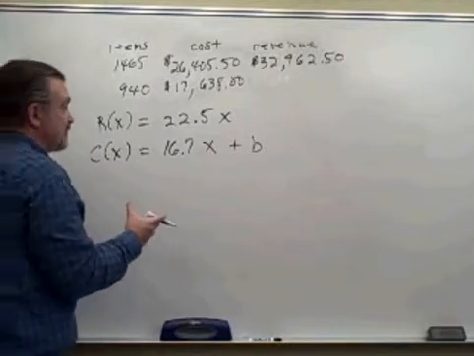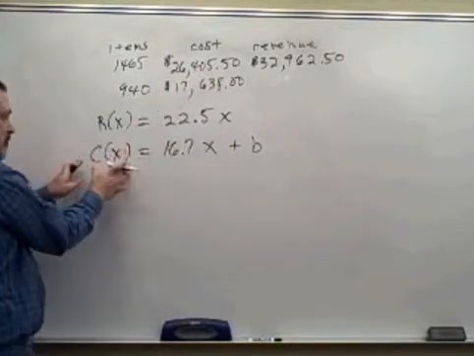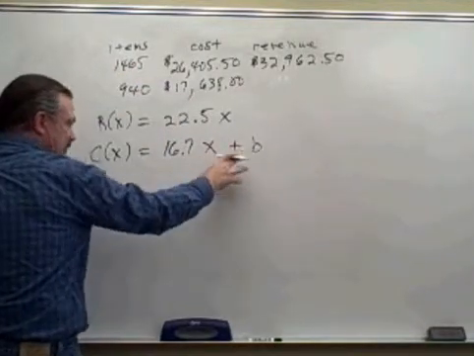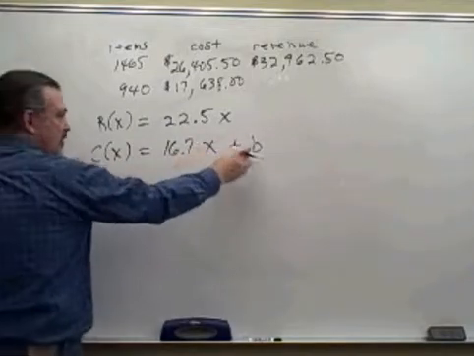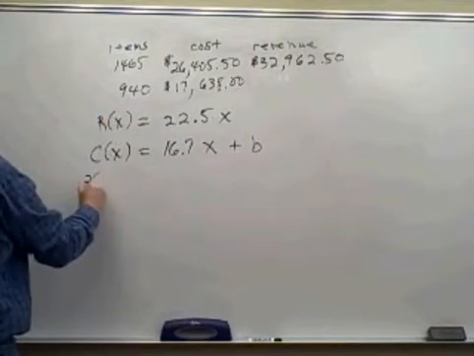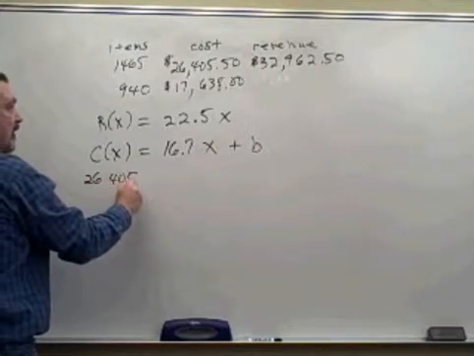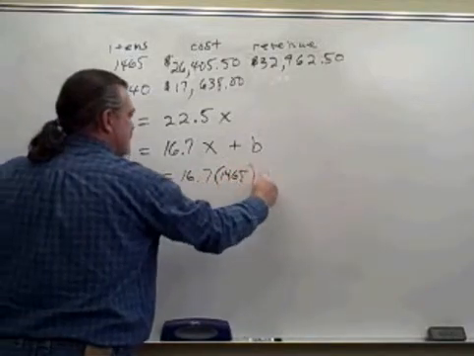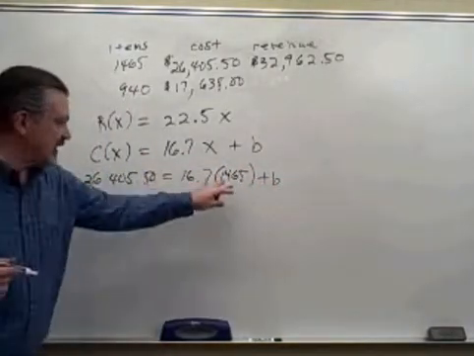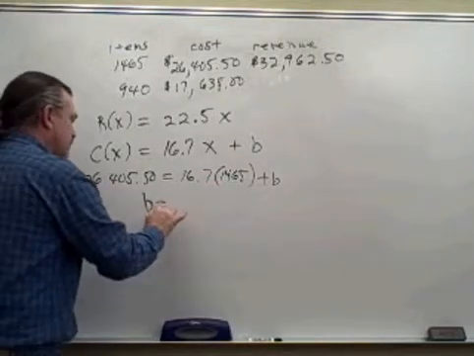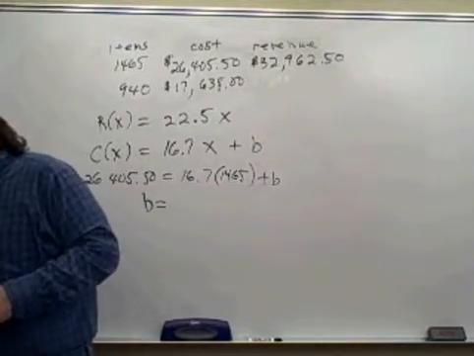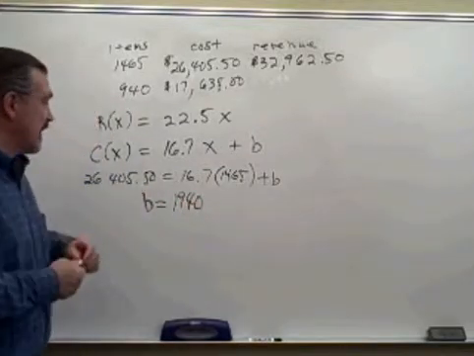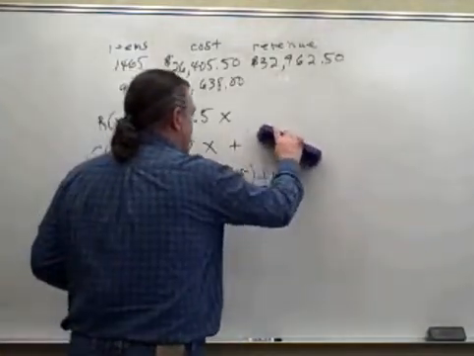The way we would find our fixed costs is to pick one of these cost figures, put it in for C of x, take the corresponding number of items, put it in for x. That would create the equation that we could solve for b. If we did that with the first set of values, that gives us 26,405.50 equals 16.7 times 1465 plus b. If we then solve that equation for b, we should find that b equals 1940. So that's $1,940 as our fixed costs.